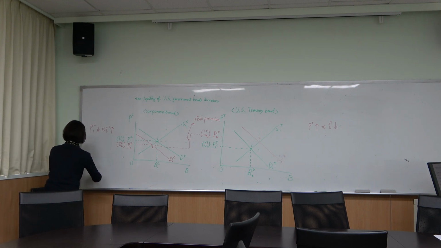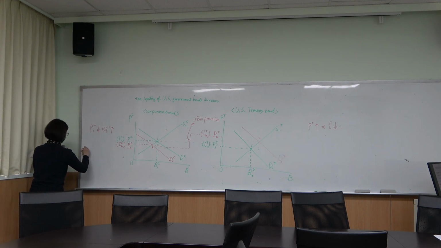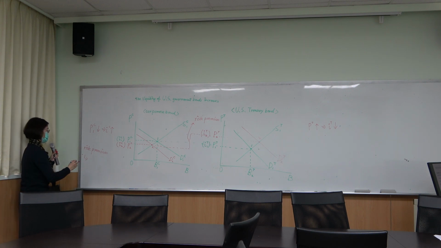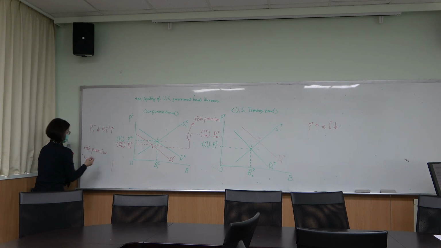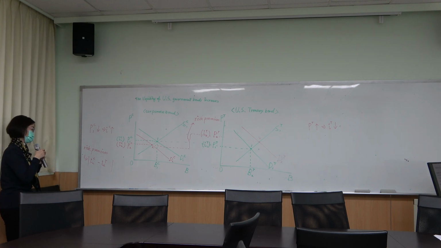So the risk premium is represented by the absolute value of the difference in the interest rates, I2C and I2T, the difference in both interest rates.